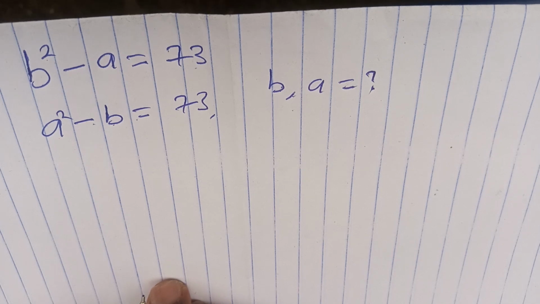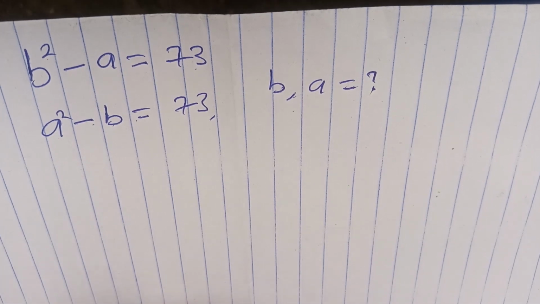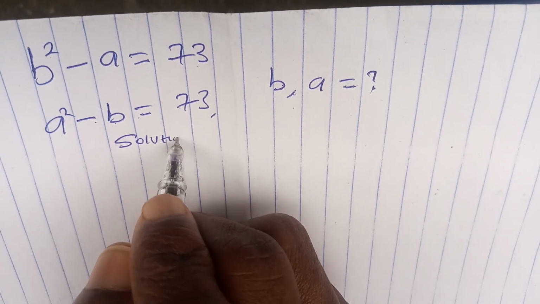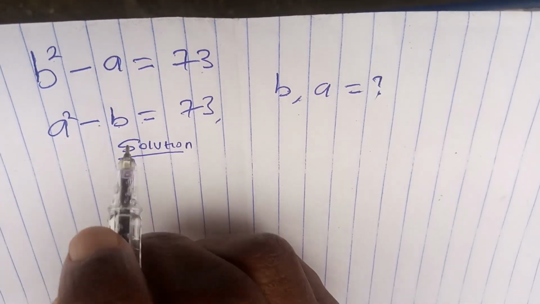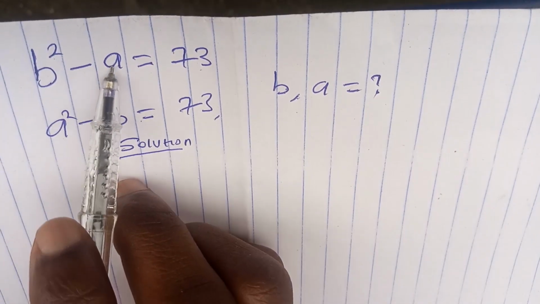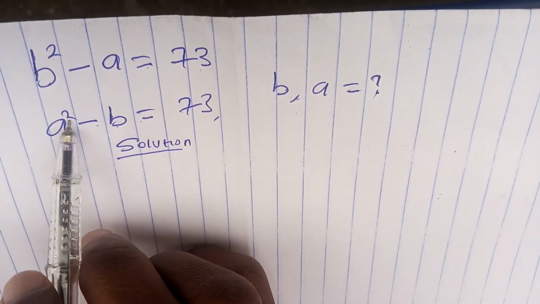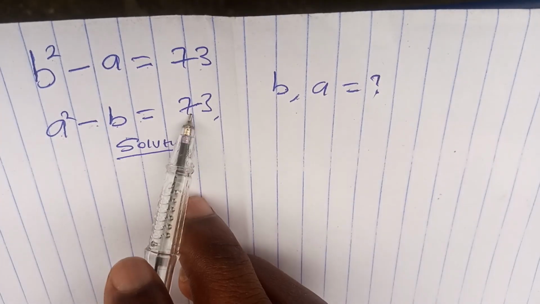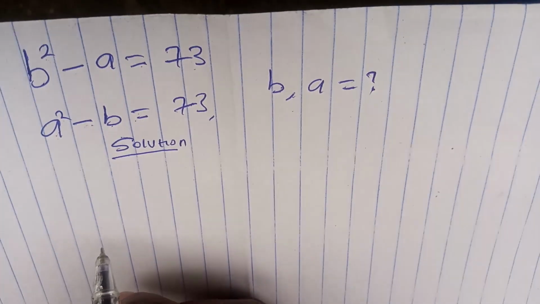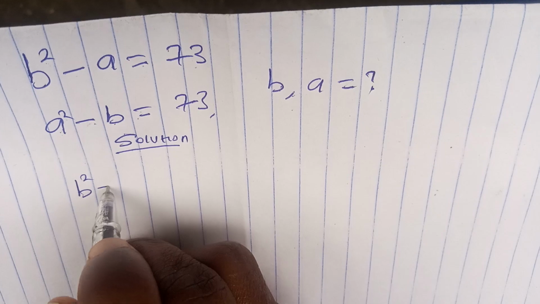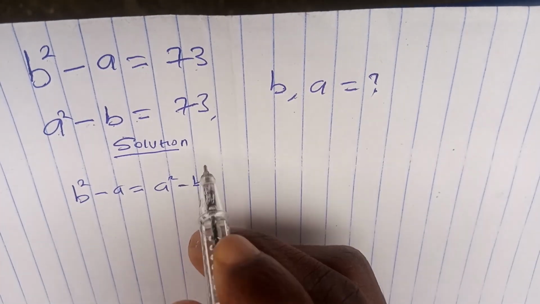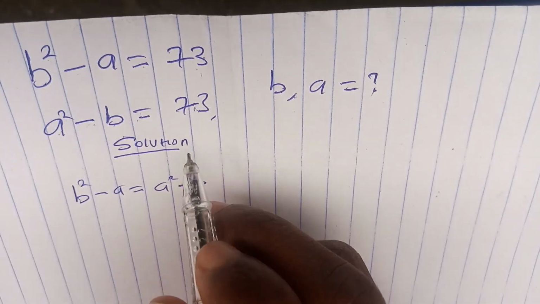So let's see how we can solve this nice problem. Solution: we have b² − a = 73 and a² − b = 73. Since both of them are equal to 73, we can rewrite this as b² − a = a² − b, because this and this are equal.